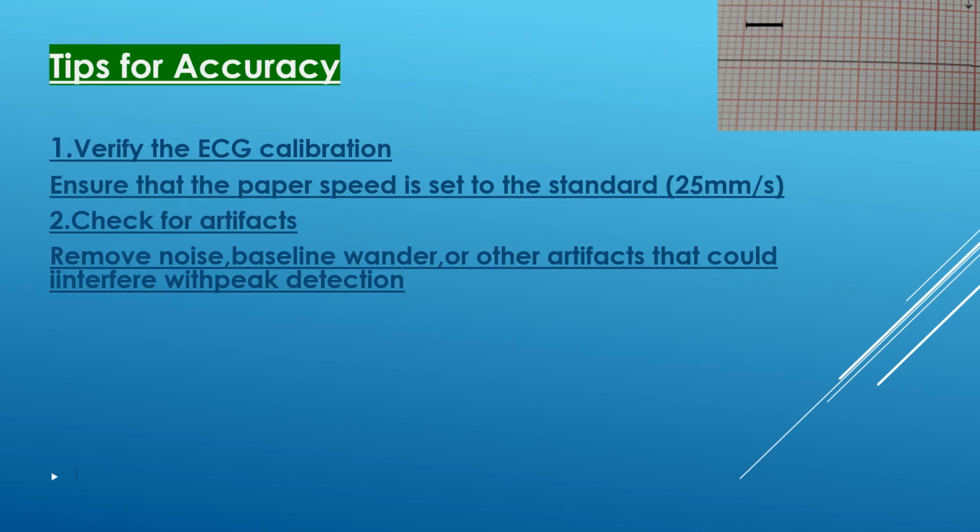Before you calculate from the ECG, make sure of these tips for accuracy. Verify the ECG calibration. The calibration standard for the paper should always be 25 millimeter per second. Check for artifact. Remove any noise, baseline wander, or any other artifact that could interfere with peak detection. Many artifacts may occur if the ECG lead is not in the proper position. So you should make sure all of these are avoided. These are the tips for accuracy.